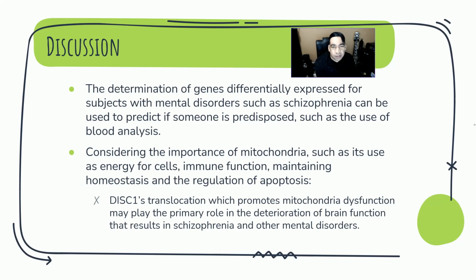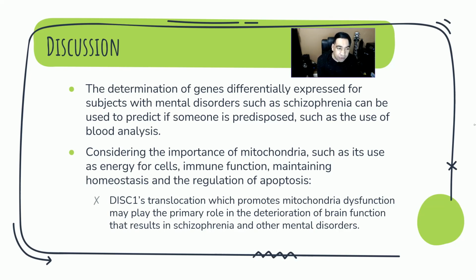Ultimately, the determination of genes differentially expressed for subjects with mental disorders such as schizophrenia can be used to predict if someone is predisposed, such as through the use of blood analysis. So it may be good to figure out a way to accurately detect if someone is predisposed to it. Because schizophrenia is irreversible, you just don't want to trigger it. Some people may be able to plan ahead and learn coping skills for stressful events, because it's usually after they suffer a stressful event or a long-term stressful event that tends to trigger schizophrenia.